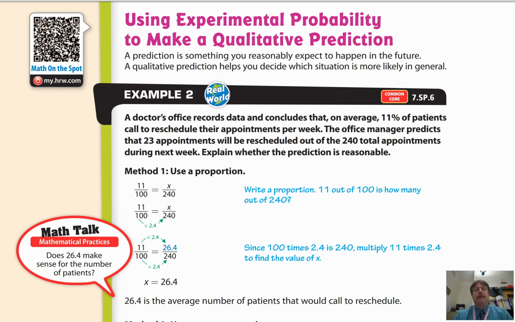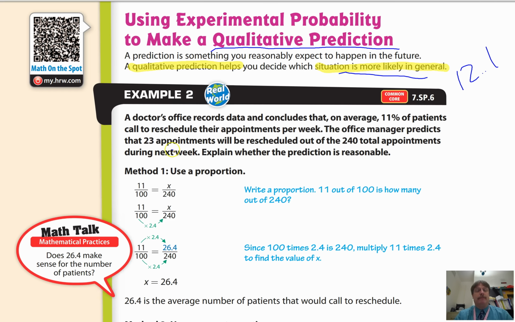We're going to continue on using experimental probability to make a qualitative prediction. The important thing is with a qualitative prediction, it helps you decide which situation is more likely to occur, okay? So that goes back to our work that we did in 12.1 when we're looking at that scale of impossible to certain that we're talking about here.